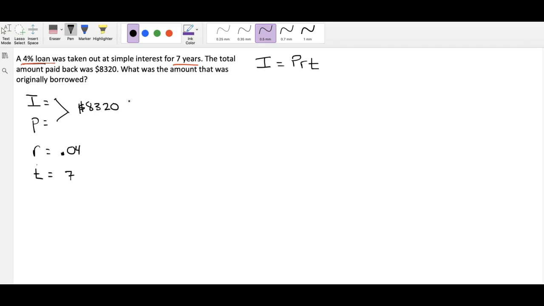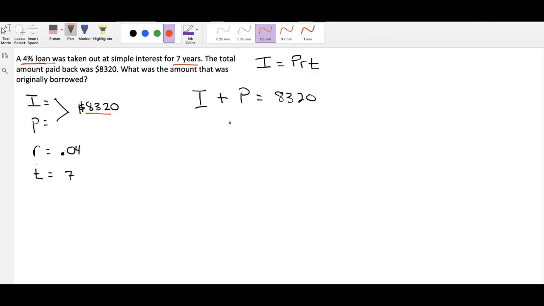When you pay money back at the end of a loan, you're paying back what you borrowed plus the interest, so principal plus interest. So I want you to think about this for just a second. We need to get rid of one of these two things, and we know that I and PRT are equal to each other. So what we're saying is that I plus P equals 8,320. That's what this is saying right here. The interest and the principal together are 8,320.